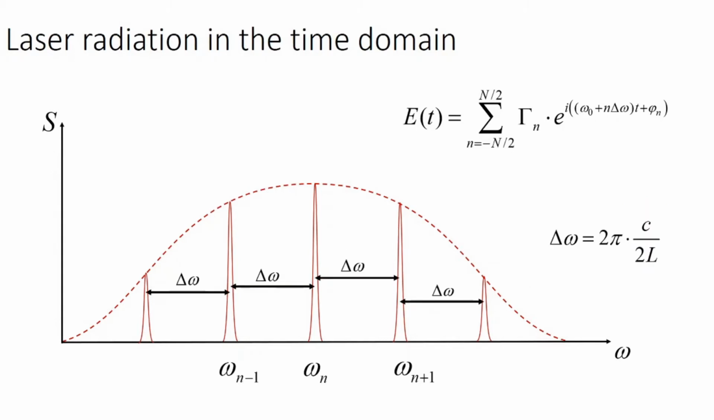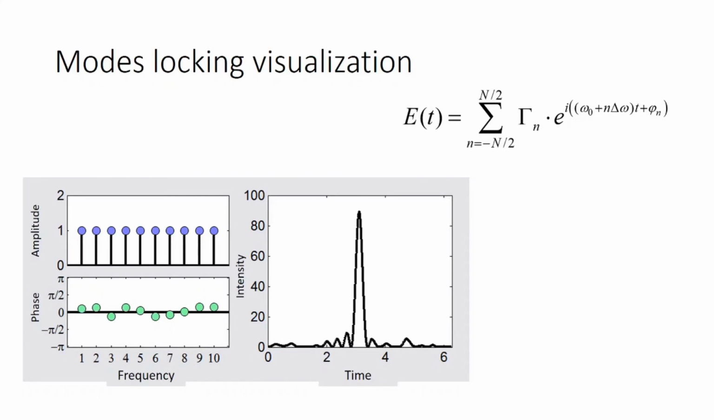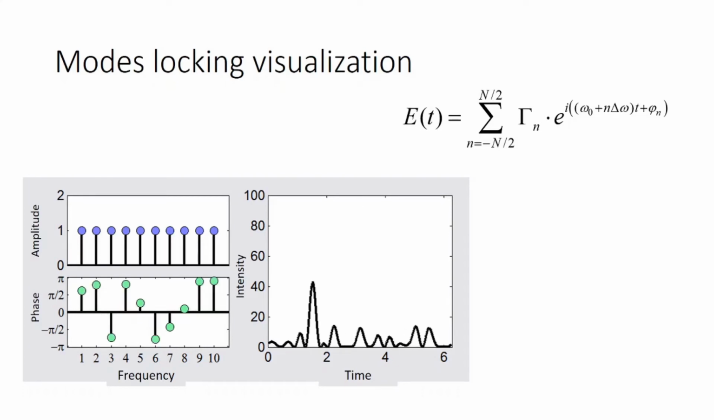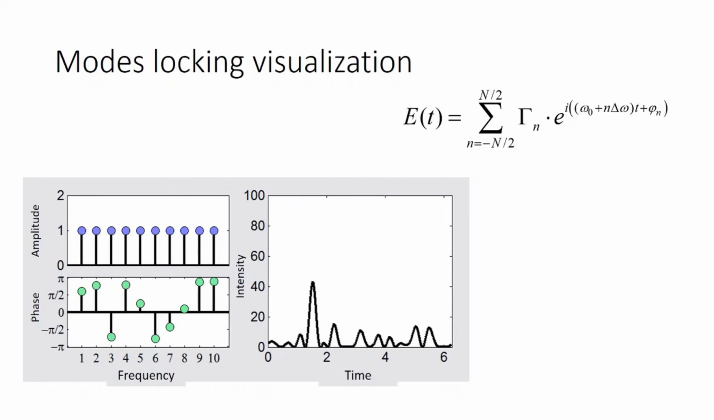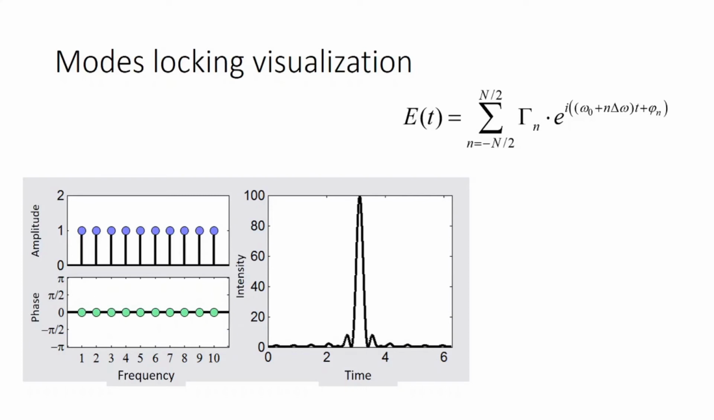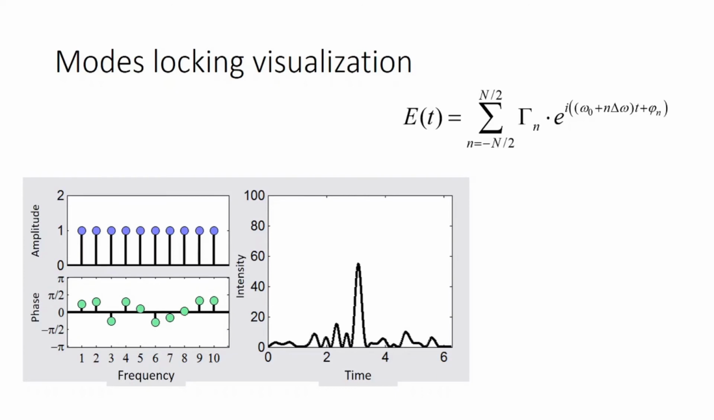We should note that the spectral distance separating the neighboring modes is constant and is proportional to the speed of light and inversely proportional to the cavity length. In the absence of mode locking, the phases of the modes are independent of each other, which results in seemingly random variations of the intensity output. However, it can be seen from the animation that as we gradually reduce the phase difference between the modes, the intensity output takes a form of a short and powerful pulse. This transformation is the essence of the mode locking.